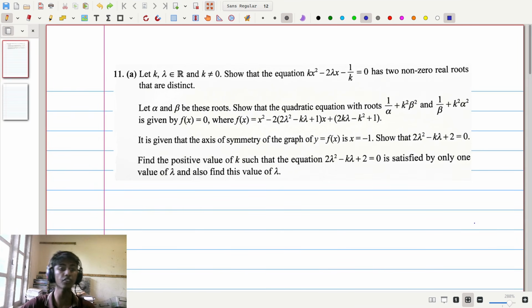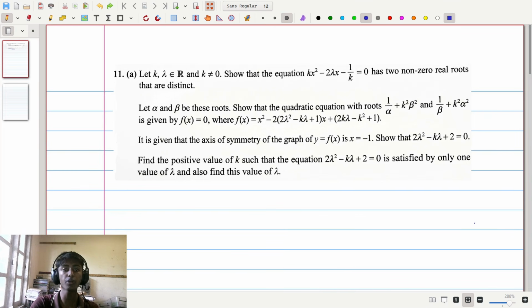After this, the question says, it is given that the axis of symmetry of the graph of y equals f(x) is given by the equation x equals negative 1. Given this, we are to show that 2 lambda squared minus k lambda plus 2 is equal to 0. Finally, find the positive value of the constant k such that the equation 2 lambda squared minus k lambda plus 2 equals 0 is satisfied by only one value of lambda, and then finally find that value of lambda.